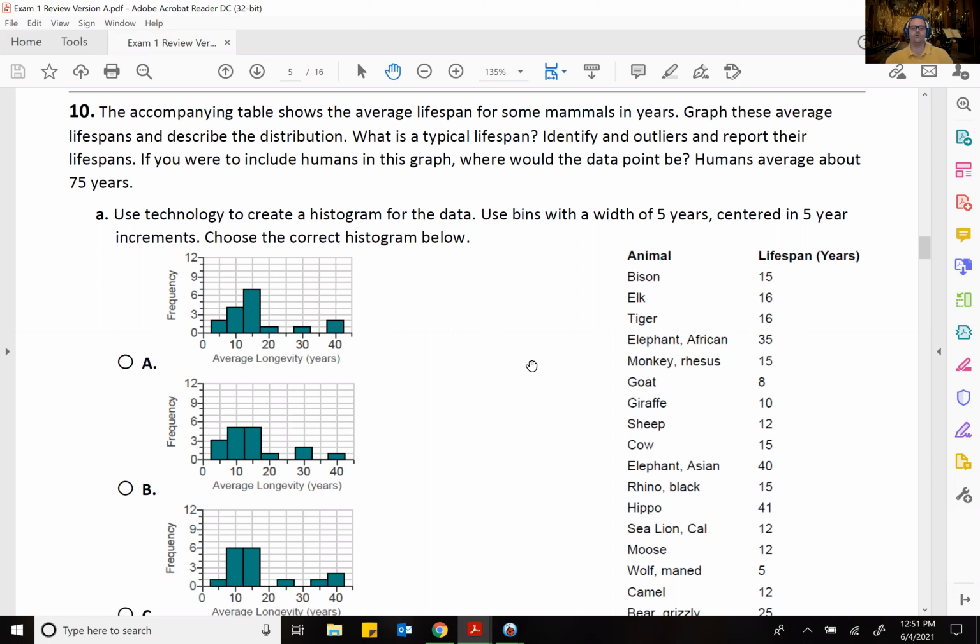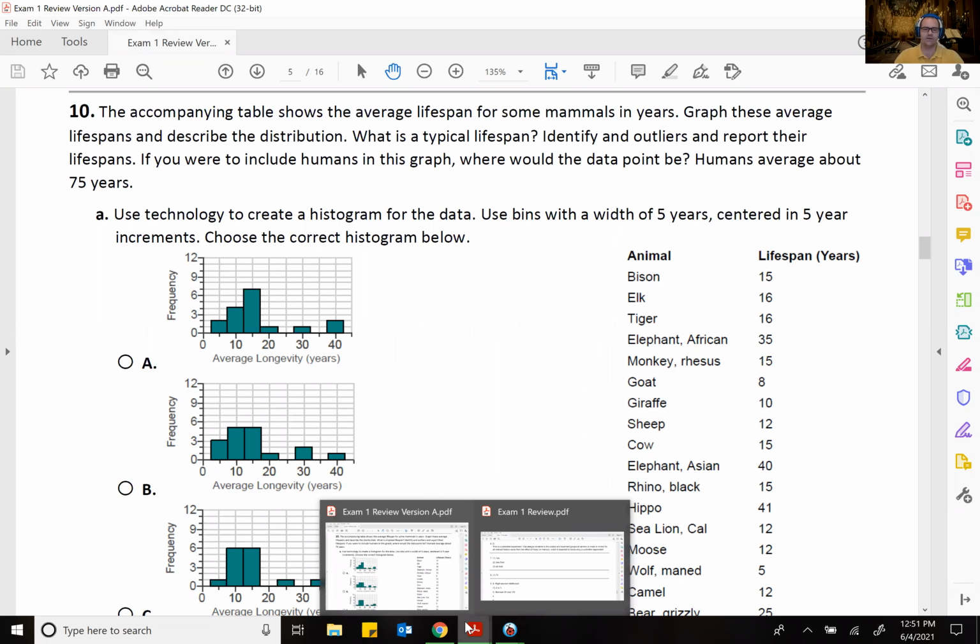So the first thing we're going to do is go to StatCrunch and create a histogram. It says our bin widths should be a width of 5 years, centered in 5-year increments. What centered means is that the multiples of 5 should be in the middle of the bar. But we don't necessarily have to do that.